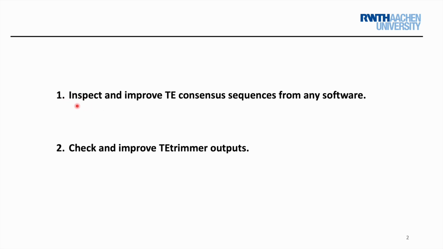The first, you can use it to inspect and improve your TE consensus library or sequence from any software. For example, if you want to check your TE consensus library from EDTA or RepeatModeler, you can do that. And secondly, you can use it to check and improve TEtrimmer outputs. Of course, from the name, TEtrimmer GUI, Graphical User Interface, it was initially designed to check and improve the TEtrimmer outputs. So first, we'll start with how to use this tool to inspect and improve your TE consensus library.